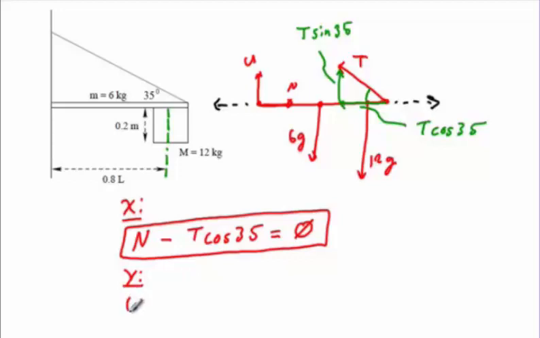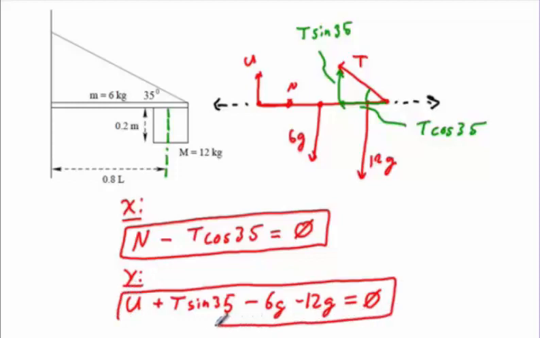The up forces are the ones we labeled U for the upward force due to the wall, and also the component of tension, which is opposite to the 35 degrees and therefore is sine of 35. The two downward forces are 6g and 12g, and as previously, the sum of all forces is 0 since there's no acceleration. Among these two equations now, we have three unknowns, and so we place another box, since we require one more equation to get the full solution.